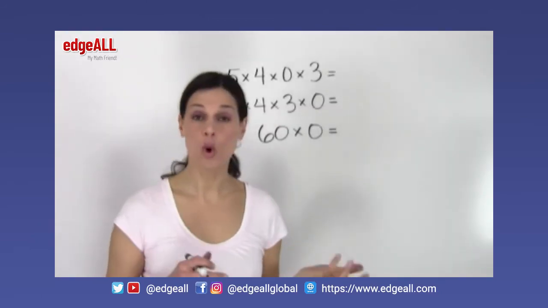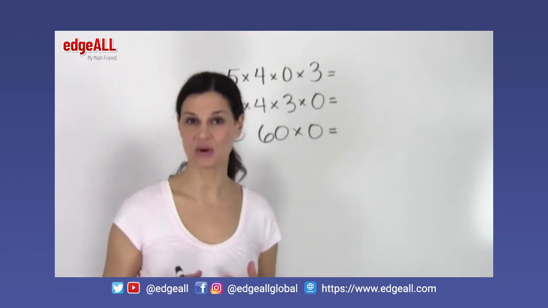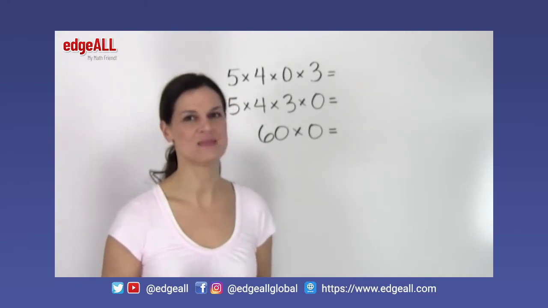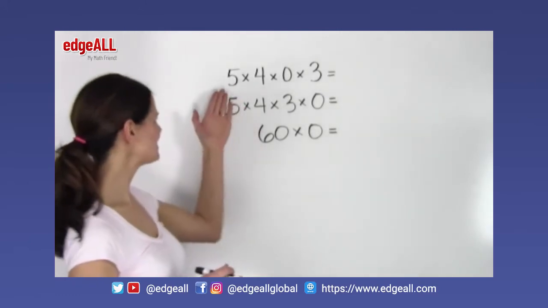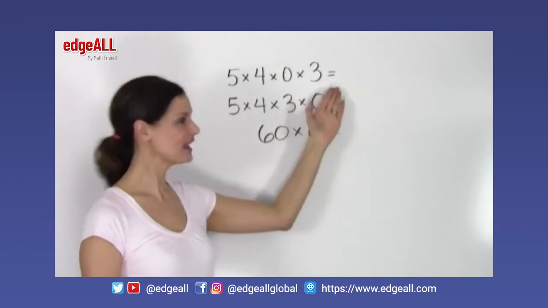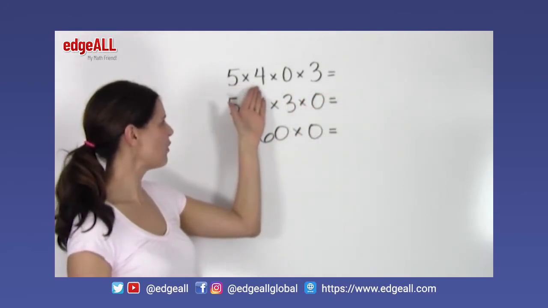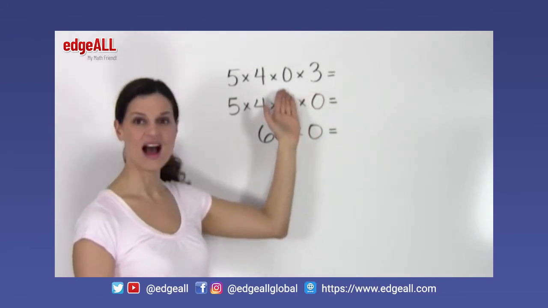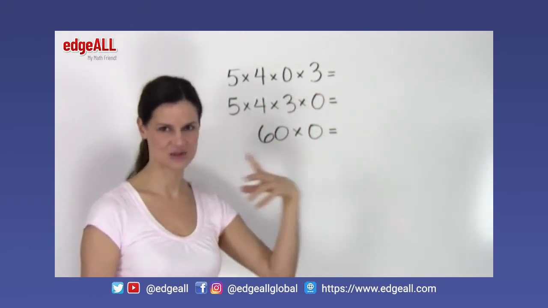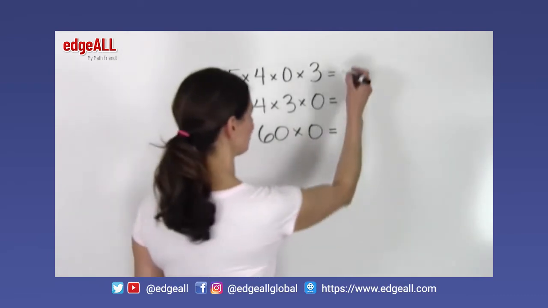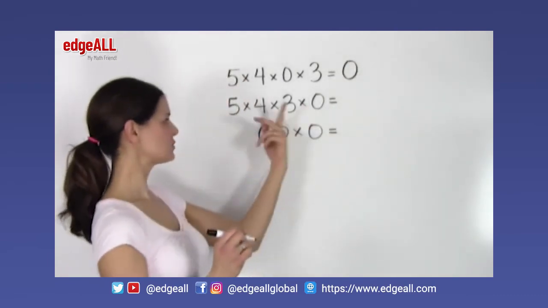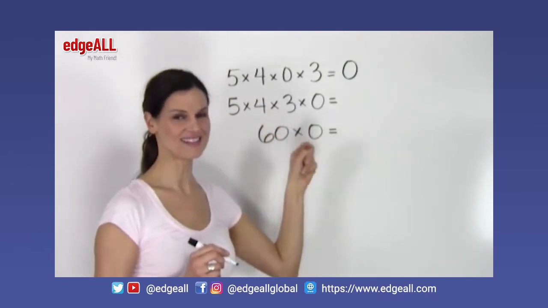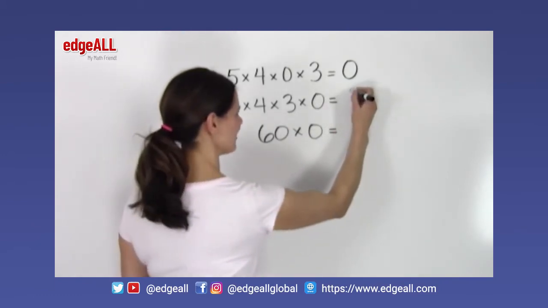Even if there are more numbers involved in a multiplication problem, if there is a 0, the product will always be 0. So if we have strictly multiplication in our problem, like in this case 5 times 4 times 0 times 3, as soon as I see that 0, I know that the product of this string of multiplication will equal 0. Even if they're switched around and we've got 5 times 4 times 3 times 0, the product is going to be 0.